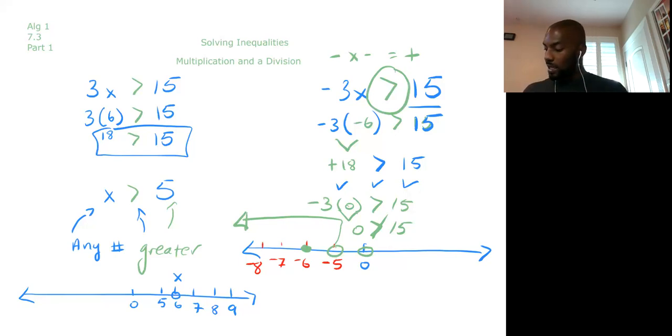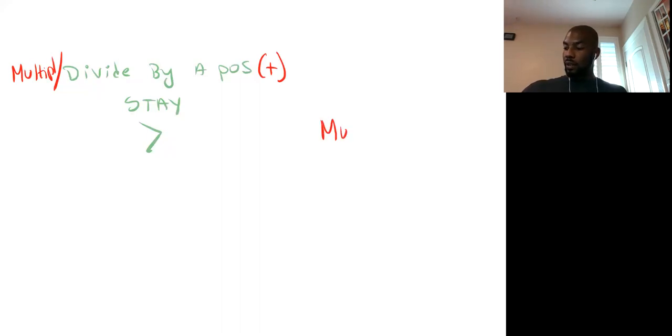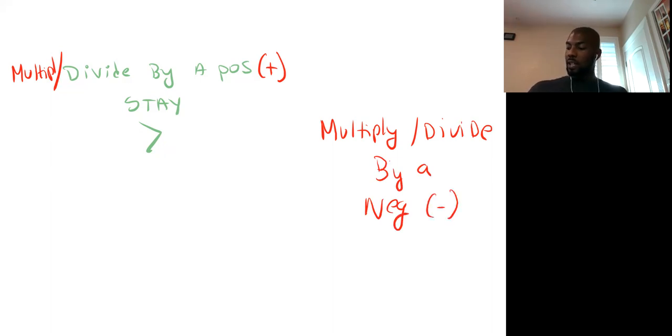So at the end of the day, what am I telling you? This is what you take away. In an inequality, if you multiply or divide by a positive, the sign stays. If you multiply or divide by a negative, the sign switches.